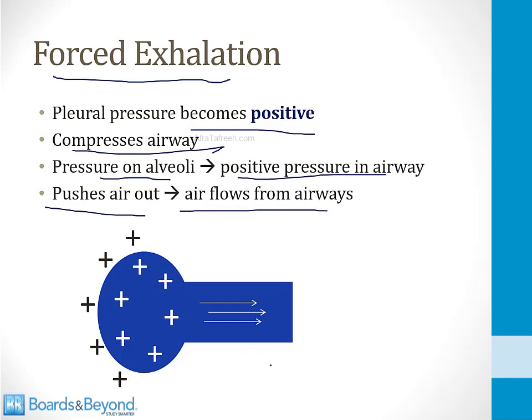So let's take a look at this alveolus I've drawn on the screen here. What happens during a forced exhalation is that the pleural pressure becomes positive. So remember I told you before, during normal quiet breathing it's always negative, but you can make it positive if you try to push air out of your lungs as hard as possible.